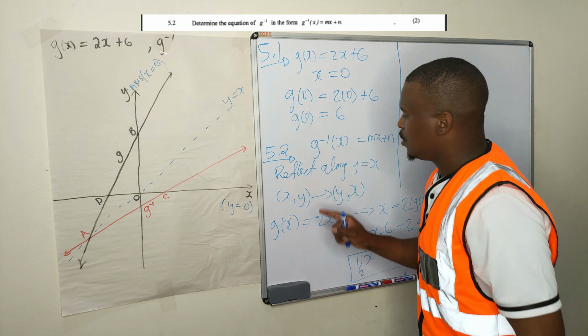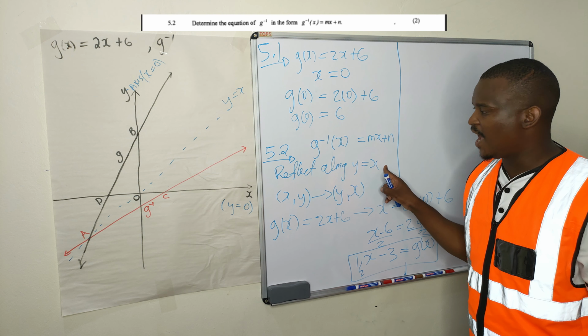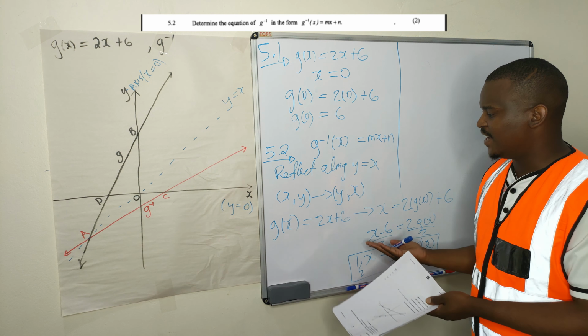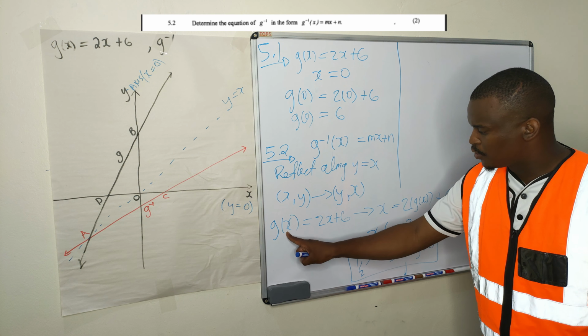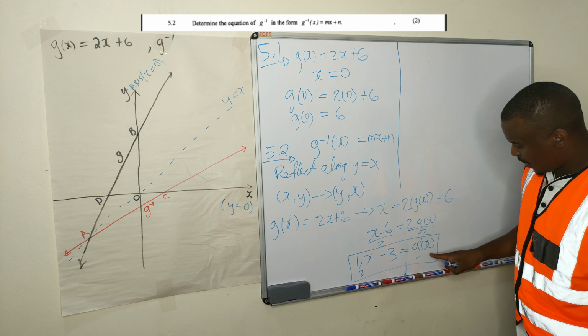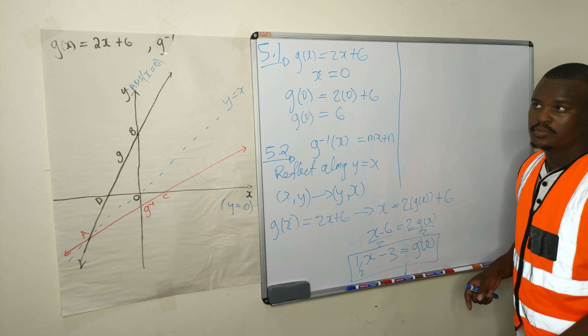You just have to know that you reflect along this line. If you reflect along this line, your x and y become y and x. Put your x here and the y there. Solve for y, which is this. You find that your inverse is this. This is how you do it.